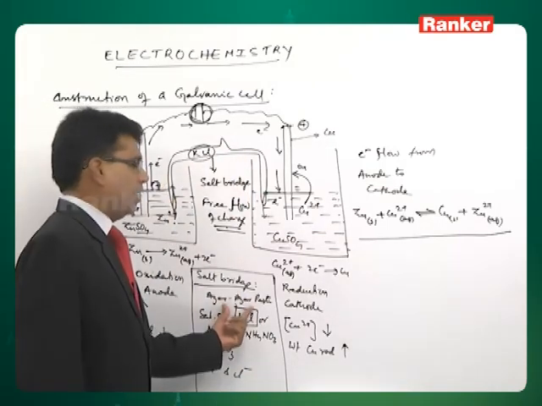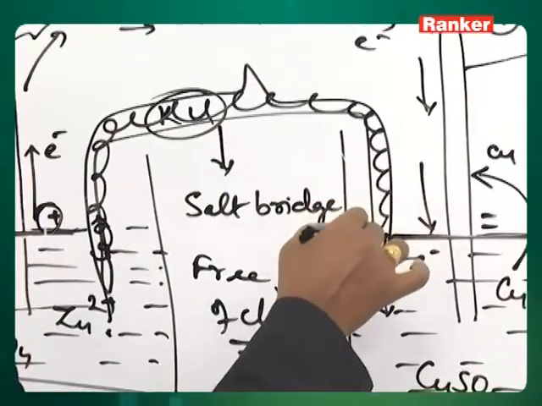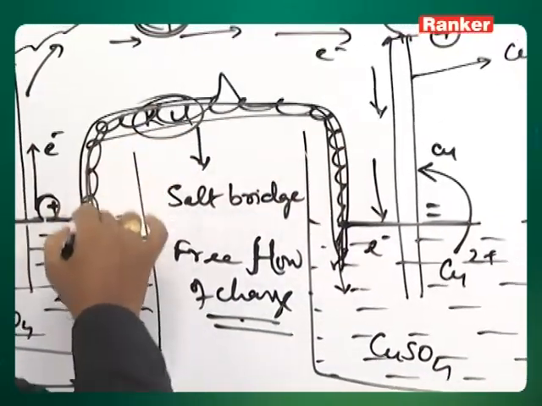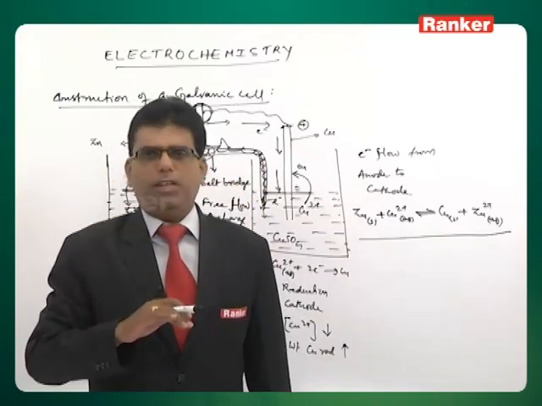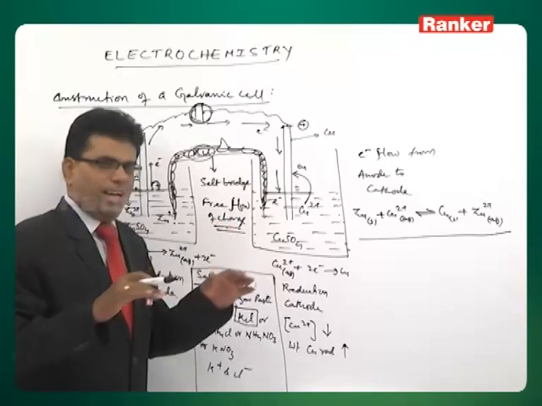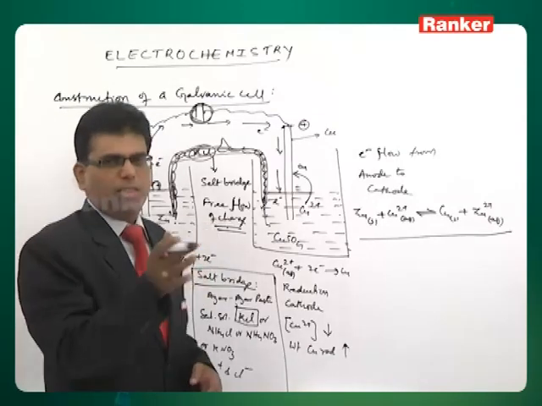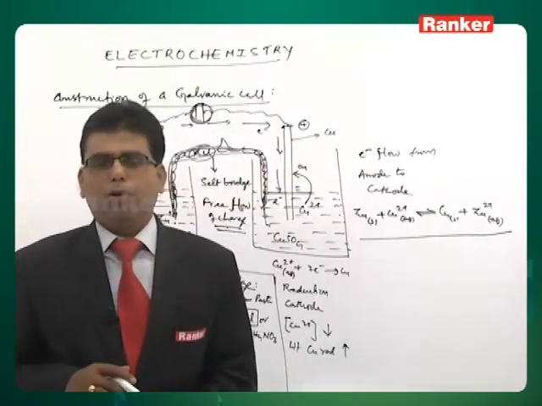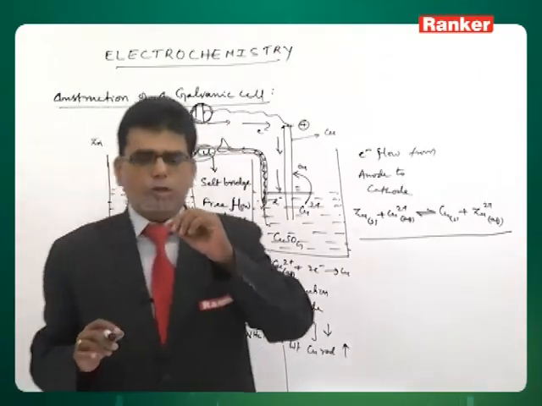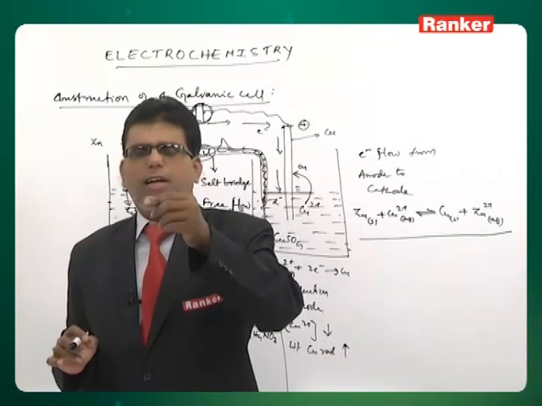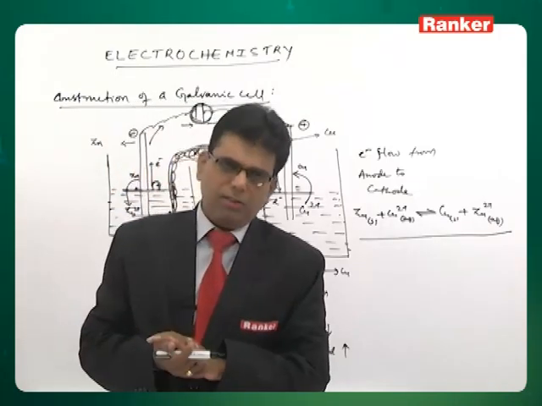Then what is the purpose of agar-agar paste? The salt bridge is first filled with agar-agar paste, and then the solution is allowed to flow, to give a smooth and slow flow of electrolyte. Otherwise, if agar-agar paste is not there, the solution will suddenly move from one side to the other side. But if you have agar-agar paste filled in between, then there is a slow movement of the solution, and as a result charge will be transferred equally in opposite directions.